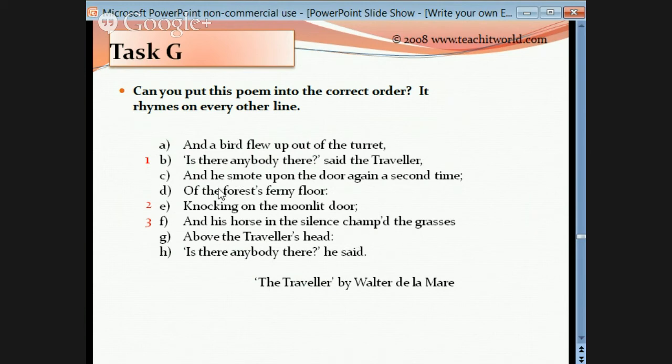So we're highlighting the fact that nothing happens. It's silent. Is there anybody there? Said the traveler, knocking on the moonlit door. And his horse in the silence champed the grasses. Okay. Of the forest's ferny floor. So he's eating the grass at the bottom of the forest, on the ground, beneath the trees. He's eating the grass. Okay, so now what?